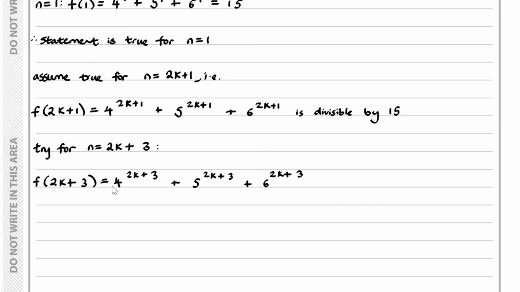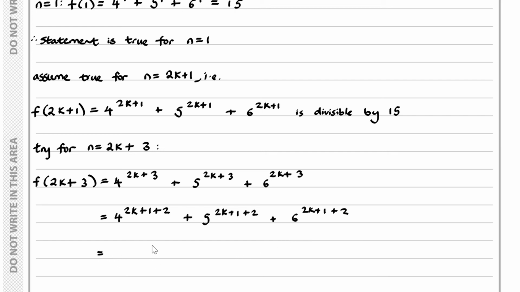Now we need to make this result over here similar to what we have over here. And if we do that, we have 4 to the power of 2k plus 3, which we can rewrite as 4 to the power of 2k plus 1 plus 2. Of course, the 1 plus the 2 gives the 3. And similarly, we've got 5 to the power of 2k plus 1 plus 2. And we've also got 6 to the power of 2k plus 1 plus 2.